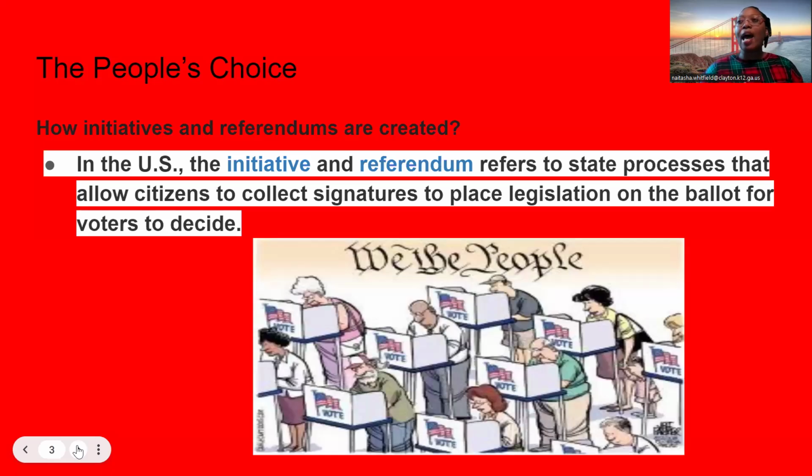The people's choice. How are initiative and referendums created? Well, as we mentioned in the previous slide, in the U.S., the initiative and referendum refers to state processes that allow citizens to collect signatures to place legislation on the ballot for voters to decide. So these processes are created by the signatures.